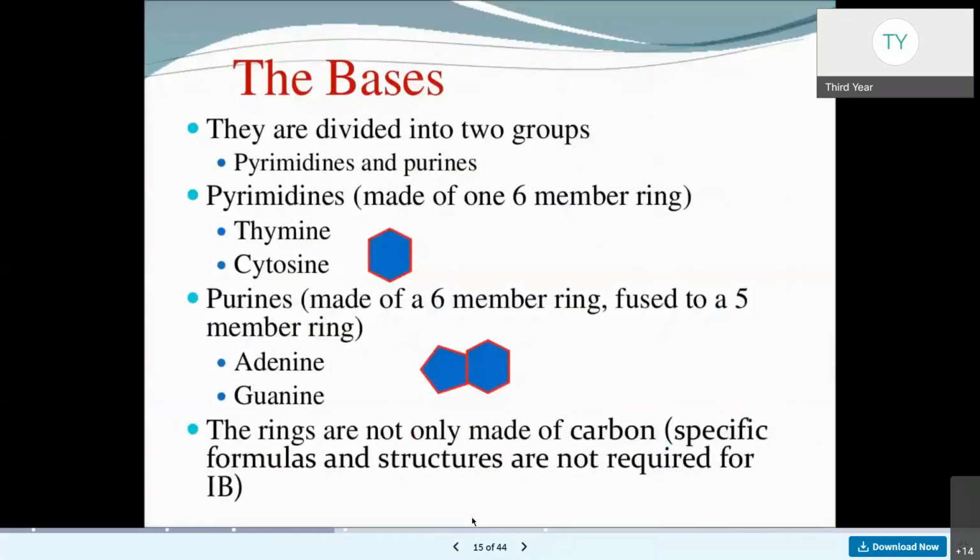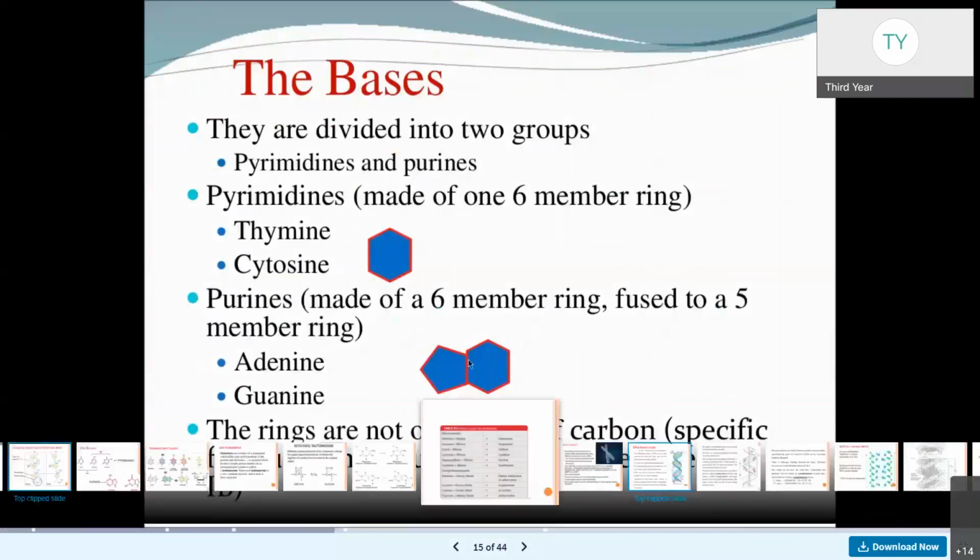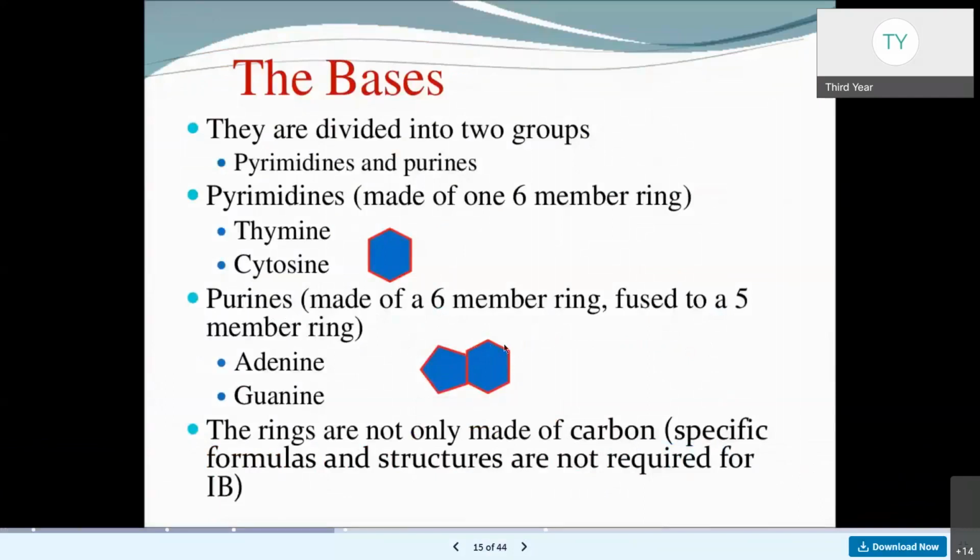And what is the molecular structure of purine? It is made up of a 6-member ring fused to a 5-member ring. You can see the 6-member ring is fused with the 5-member ring. 1, 2, 3, 4, 5. And the 6-member ring, that is 1, 2, 3, 4, 5, 6.